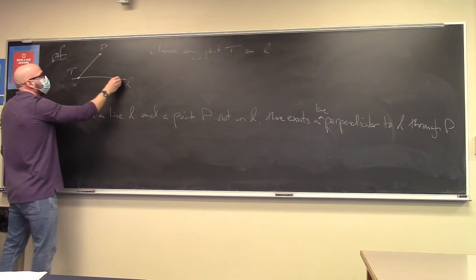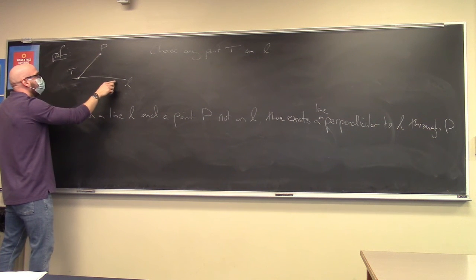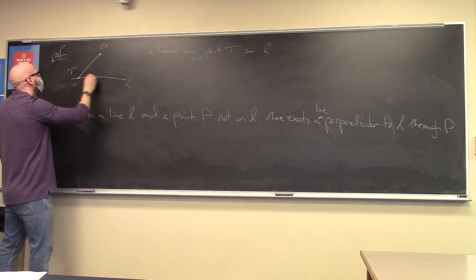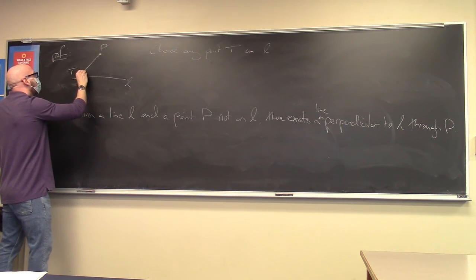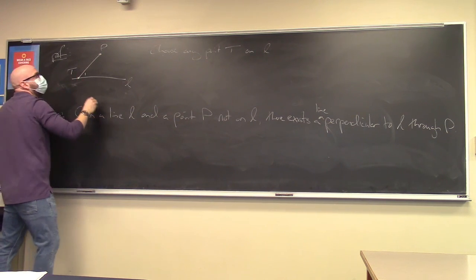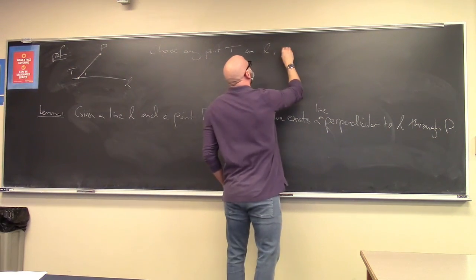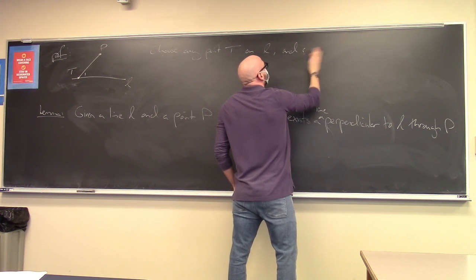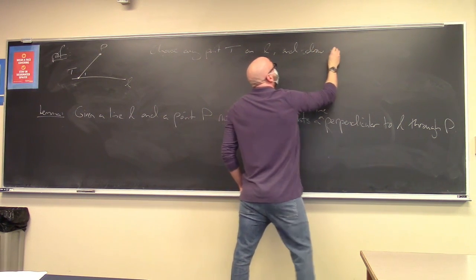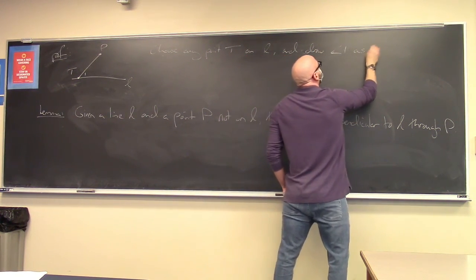And because I don't want to talk about how to label this point, I need to say I have some point over here. Let's just call this angle 1. And construct or draw angle 1 as shown.